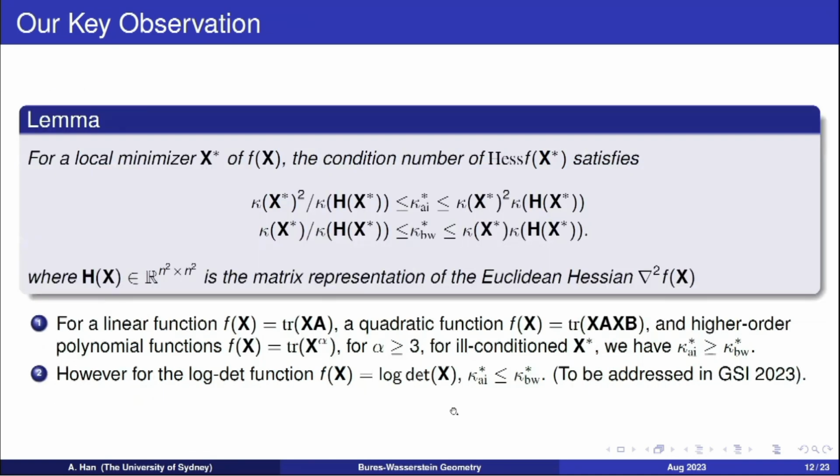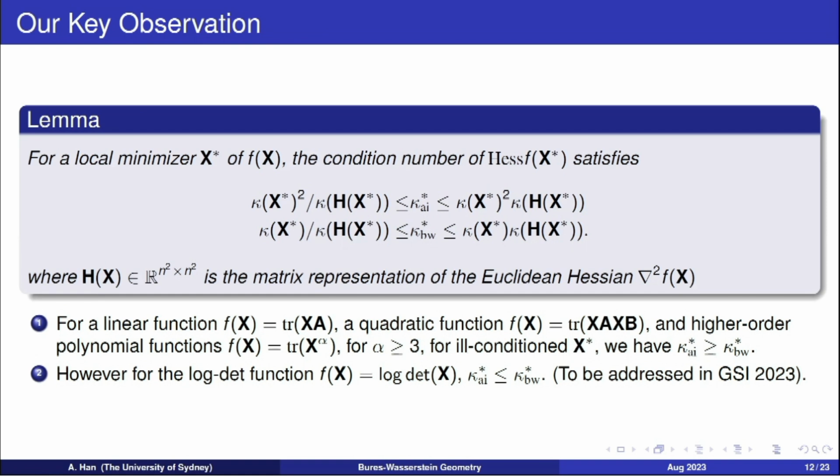So this observation can be formalized in this lemma here, where we analyze the condition number of the remaining Hessian at optimality. The condition number of the remaining Hessian corresponds to the ratio of largest to smallest eigenvalue. Here we denote kappa star to represent the condition number of the remaining Hessian under both affine invariant and BW geometries.